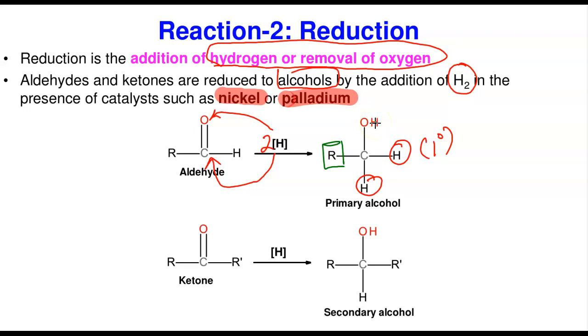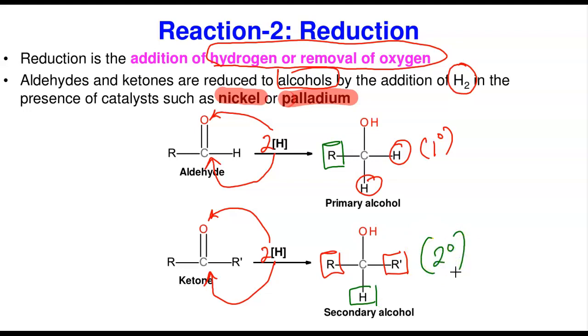Now ketones, on the other hand, will accept those 2 hydrogens too. One comes here and another one goes here to form a secondary alcohol. A secondary alcohol will have 2 aryl groups or only one hydrogen. So this is a secondary alcohol. Again, I repeat myself: aldehydes undergo reduction to form primary alcohols, whereas ketones undergo reduction to form secondary alcohols.